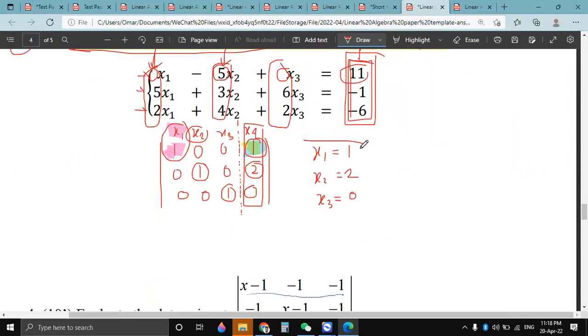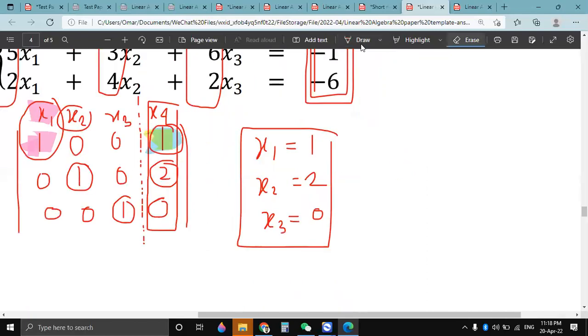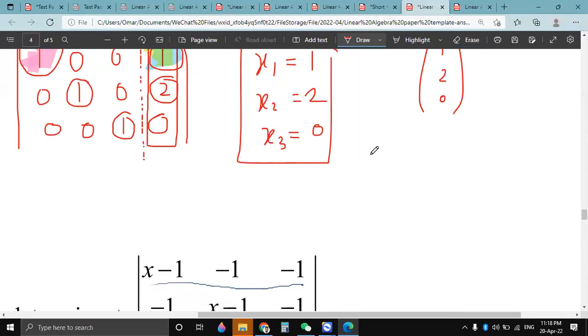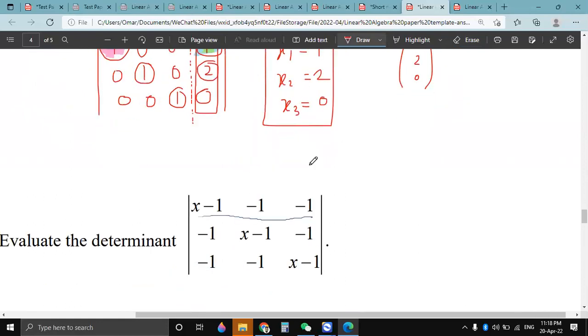And you can write down the answer set this way. You can also write it as 1, 2, and 0. So this is the answer. So now let's see. Okay, so guys, can you understand this part?